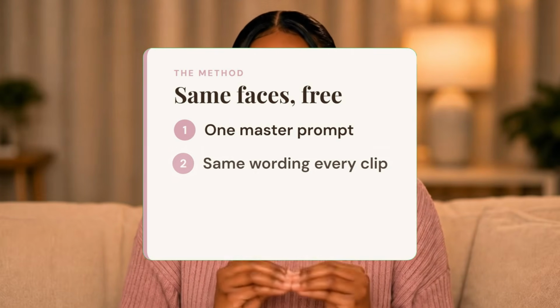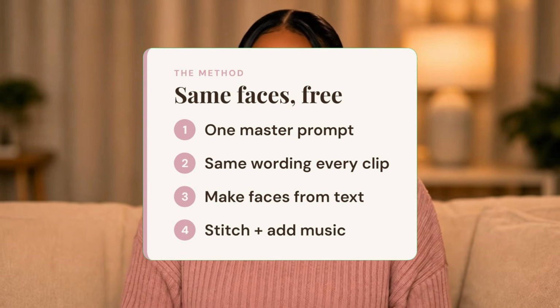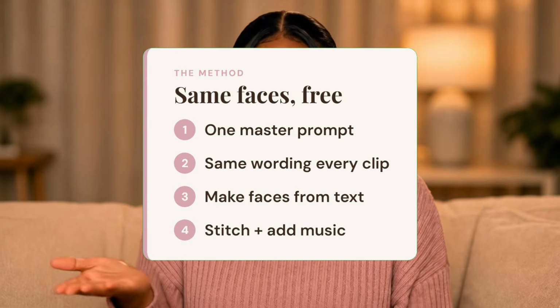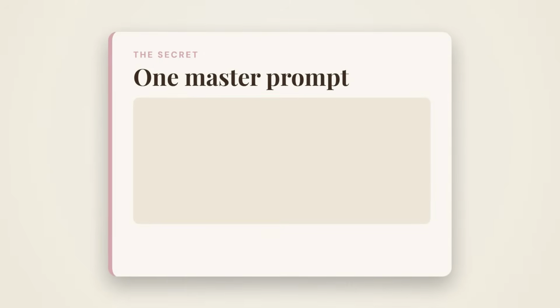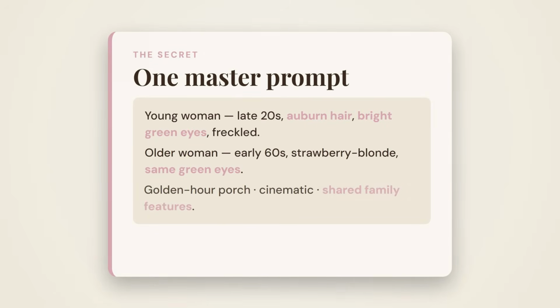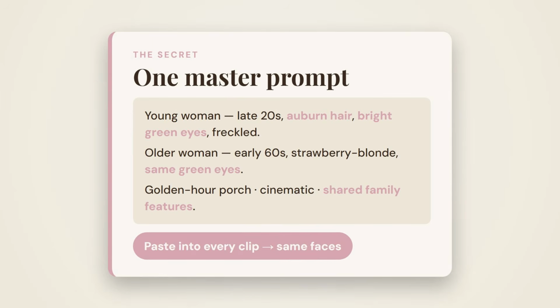That reunion at the start, let me show you how I made it, because it's the coolest thing that this tool can do for free. It's actually a few short clips stitched together. The hard part is keeping the same two faces in every clip. So here's what worked. I went into Dola's own chat and asked it to write me one master prompt, describing exactly what each person looks like and what they're wearing, where they are, the lighting, and even their voices. Then I pasted the same description into every single clip.